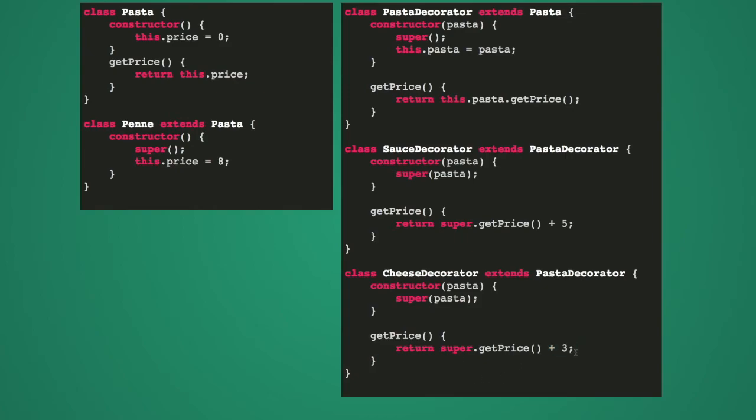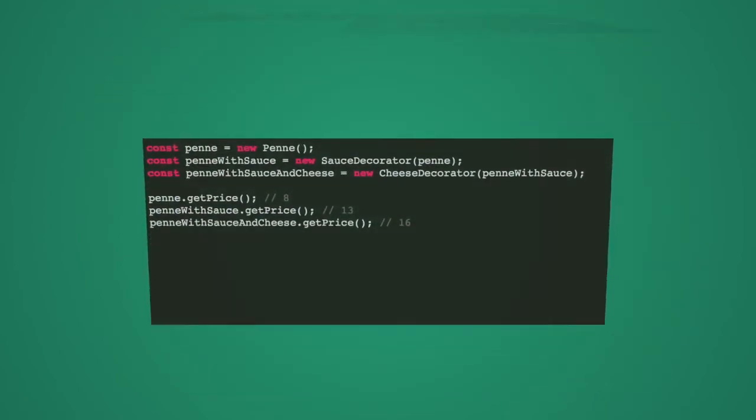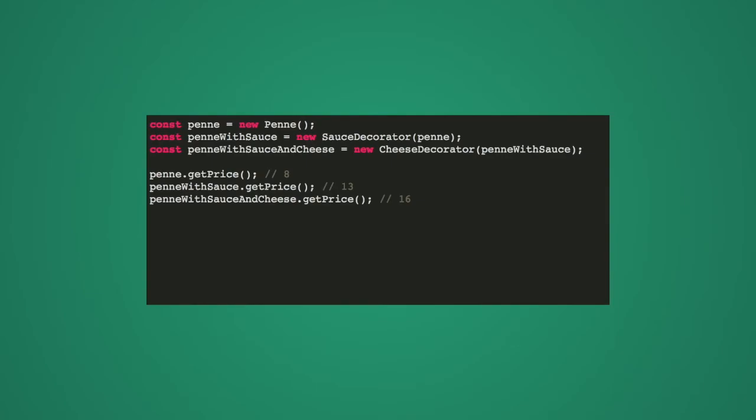So the idea is you have a bare object, you have some decorators that add certain additional features, additional functionality, and they can also modify the existing behavior. So they can also modify the price. Let's see how we use that. So you create a penne.